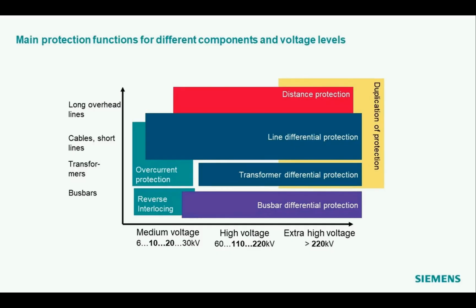And in order to explain that, I would like to show this diagram. You see here the different areas of application. On the horizontal axis, you see the voltage levels, starting from medium voltage via high voltage levels to extra high voltage, or you can say from the distribution via subtransmission to the transmission level. And on the vertical axis, you see the different components. From the top down, it would be long overhead lines, then cables and short lines, transformers and bus bars. And then I indicate in this diagram what is a typical main protection function in this area.